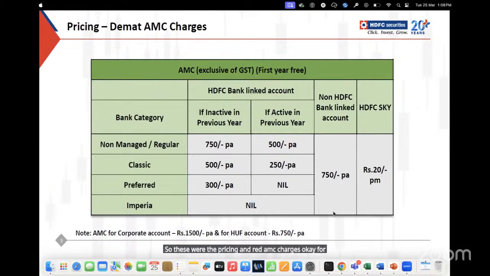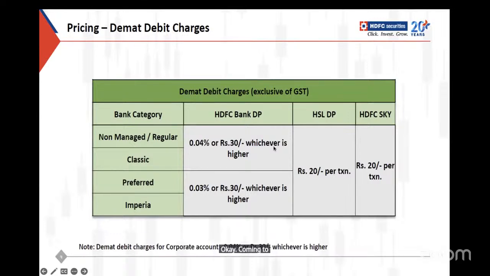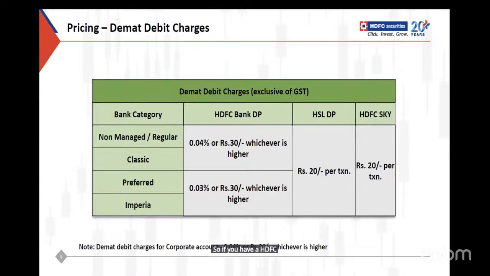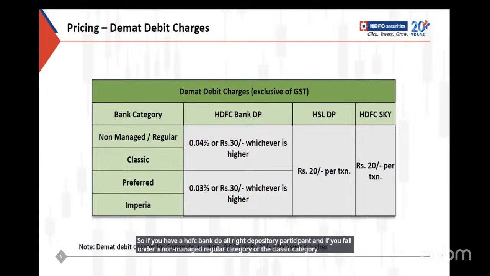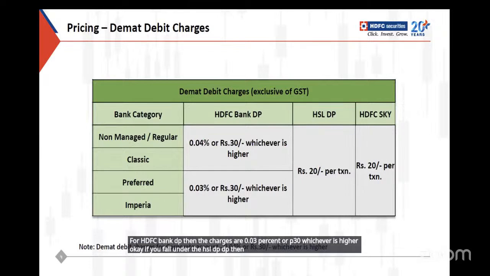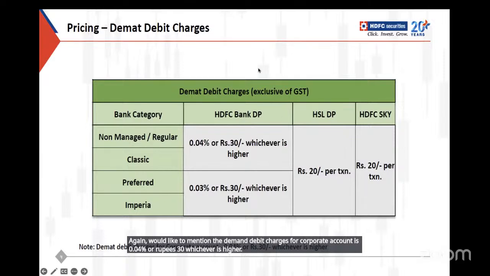Since you are new, it is important for you to know what exactly the charges are. Coming to demat debit charges, again these charges are exclusive of GST. If you have an HDFC Bank DP, depository participant, and you fall under the non-managed regular category or the classic category, the charges are 0.04% or rupees 30, whichever is higher. If you fall in the preferred or Imperia category for HDFC Bank DP, then the charges are 0.03% or rupees 30, whichever is higher. If you fall under the HSL DP, then it is rupees 20 per transaction. And for HDFC Sky also, it is rupees 20 per transaction. Again, I would like to mention the demat debit charge for a corporate account is 0.04% or rupees 30, whichever is higher. So these were the charges for demat debit.